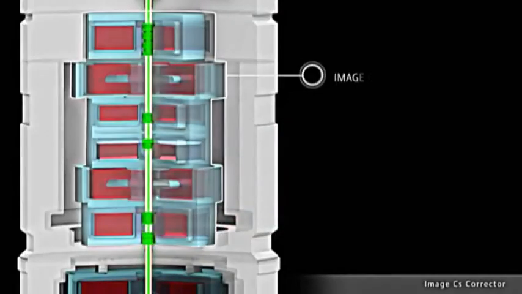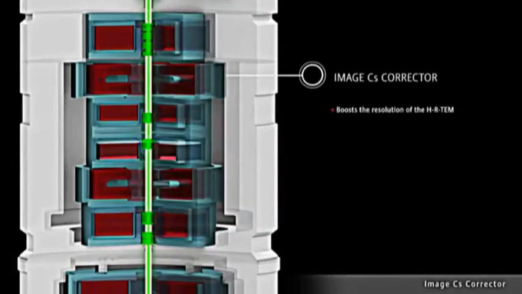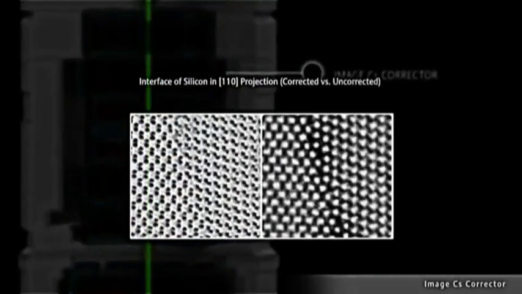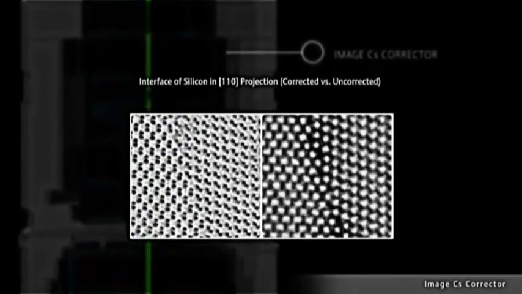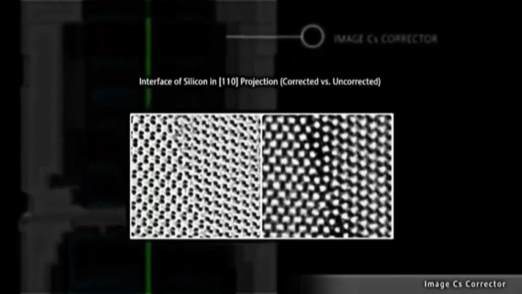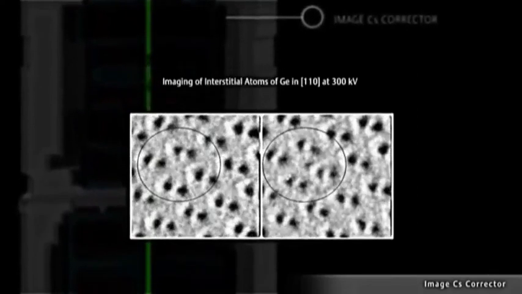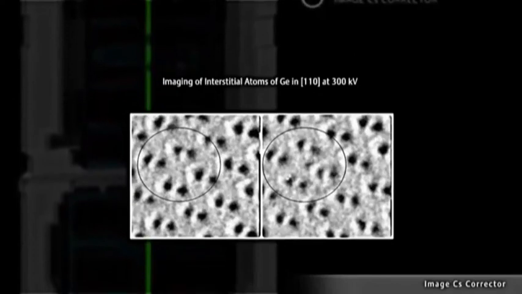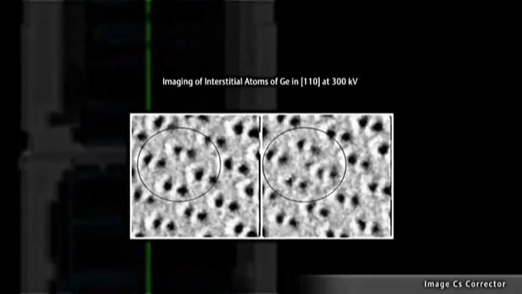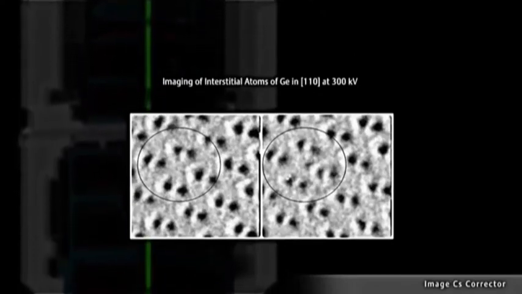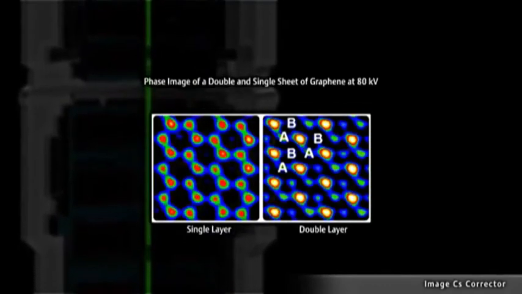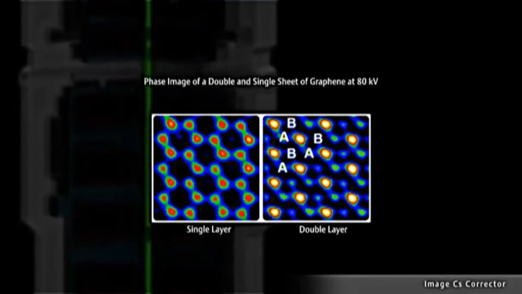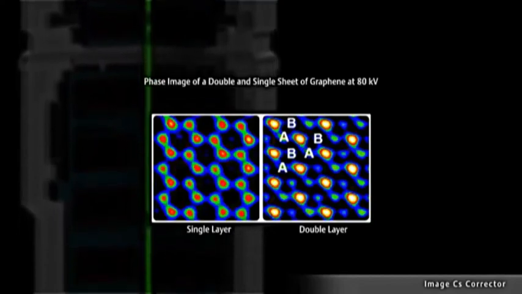The image CS corrector boosts the resolution of the HR TEM mode to the sub-angstrom level. It minimizes the effect of delocalization in HR TEM imaging, which enables one to determine atomic coordinations at interfaces artifact-free. At 300 kilovolts, interstitial atoms can be visualized in germanium crystals to get a better understanding of point defects in these materials. At low voltage, focal series reconstruction on graphene double sheets allows one to obtain both 2D and 3D atomic resolution.